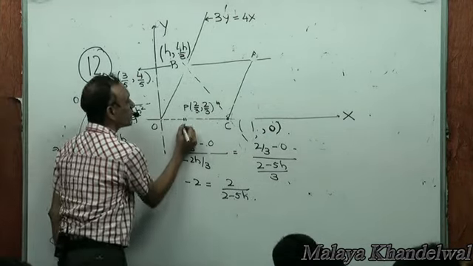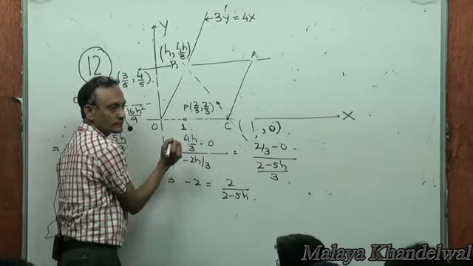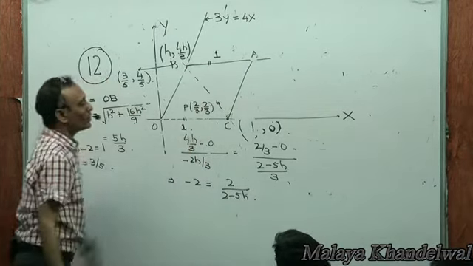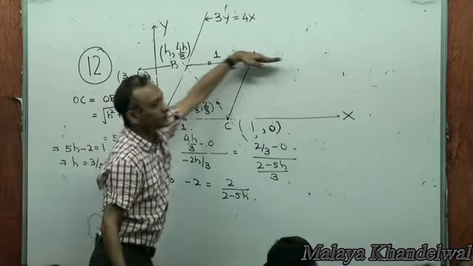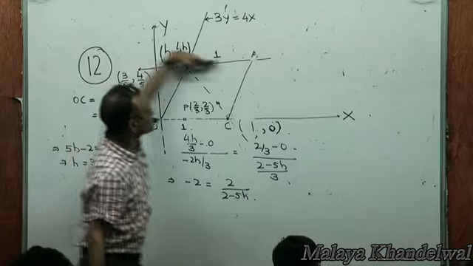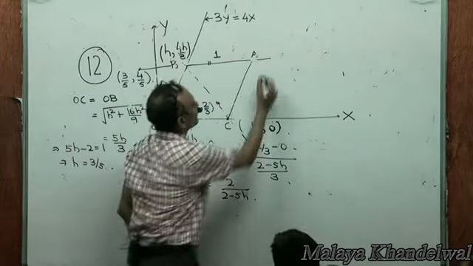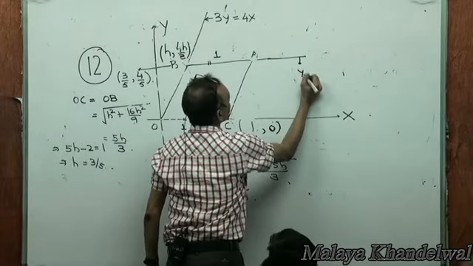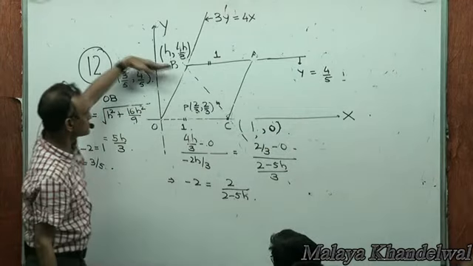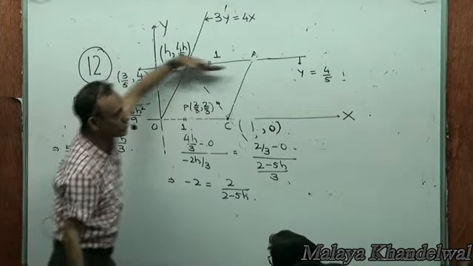That means this side is 1 unit. This side will also be 1 unit. Now this line would be y equal to 4 by 5. Yes or no? This is a line parallel to the x-axis, isn't it? Is it not parallel to this? This would be y equal to 4 by 5.